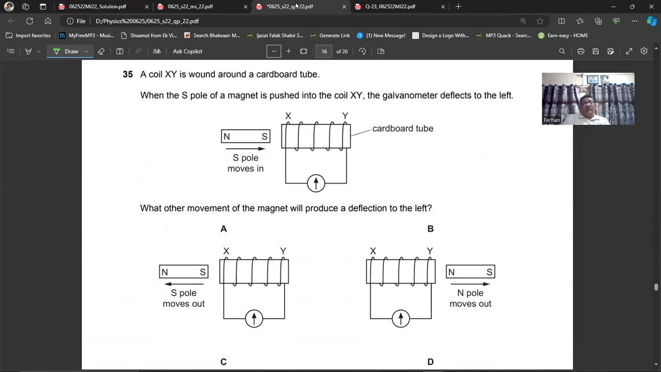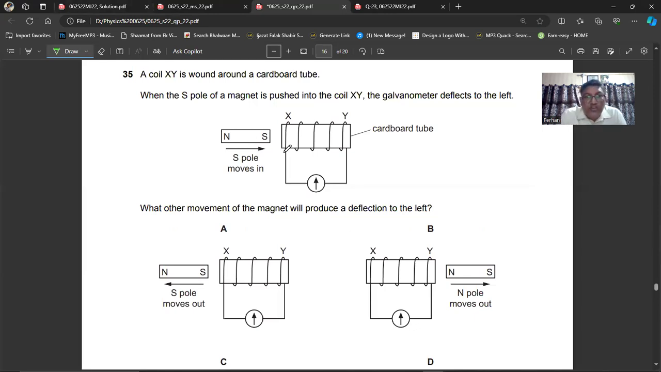He says, question number 35, a coil XY is wound around a cardboard tube. When the south pole of a magnet is pushed into the coil XY, the galvanometer deflects to the left. It deflects to the left, okay. What other movement of the magnet will produce a deflection to the left?